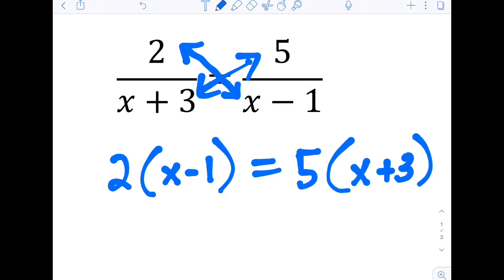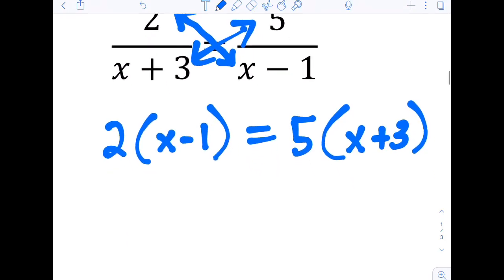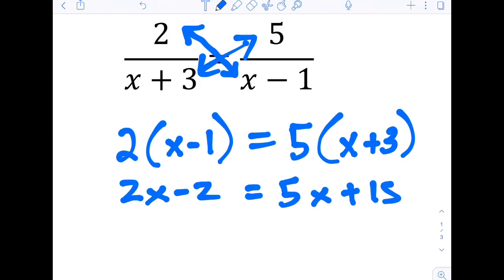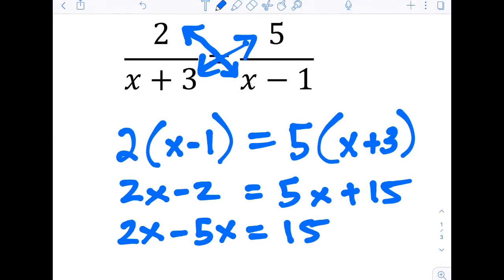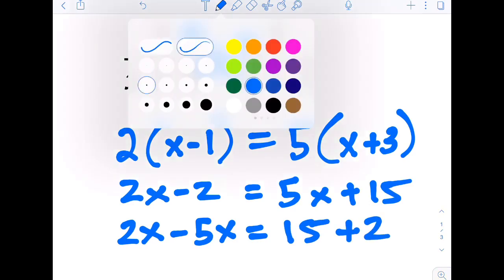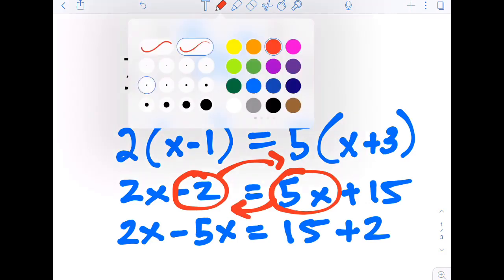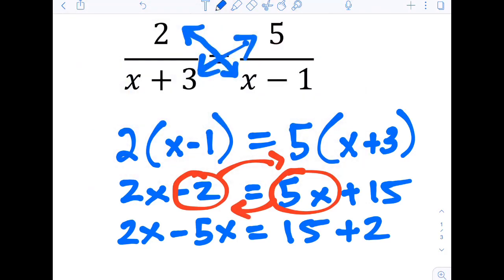Then we solve this like a linear equation, which we solved back in grade 9. We distribute the 2 and the 5 inside the brackets, leaving us with 2x minus 2. On the right side, distribute 5 inside, 5x plus 15. Get all my like terms together so I can bring my 5x to the left side. 15's over here on the right already. 2's going to join it. It's going to become plus 2 because essentially what's happening, the 5x on this side came on that side. Really what we're doing is adding and subtracting the opposite.